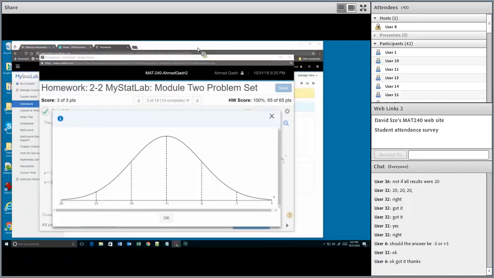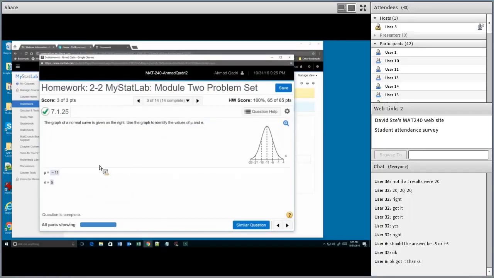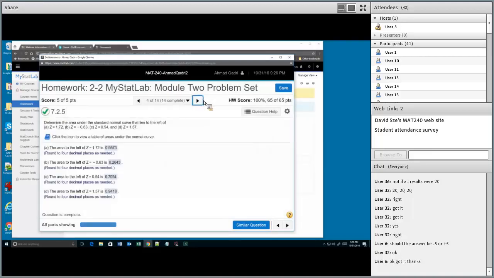Okay, excellent. Very good. Your answers are correct. So -11 is your mean because that is the point at the center, and your sigma, standard deviation, is 5 because the one standard deviation line, which is at -6, is 5 units away from -11. Excellent. All right. 4. Now we're going to talk about a special distribution.